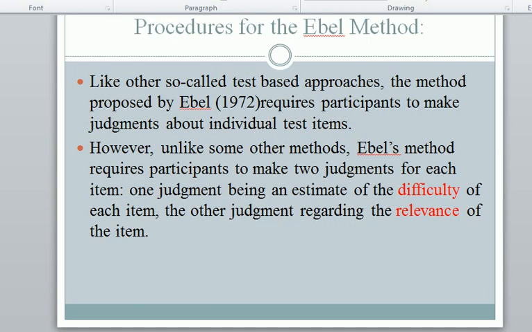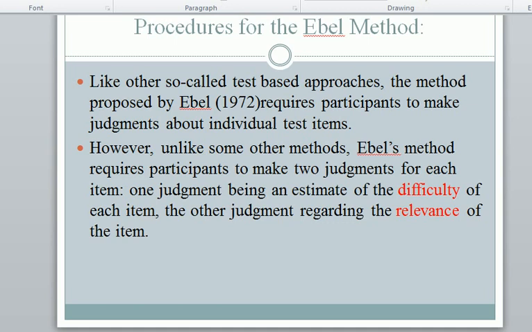So it is different from the Nadelsky method. In this method, the judges have to make two judgments for each item. One judgment is an estimate of the difficulty of each item. So one criterion was the difficulty of each item, and the other judgment criterion was the relevance of the item. So this is more comprehensive as compared to the Nadelsky method.